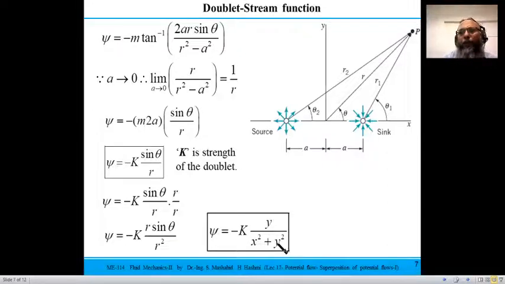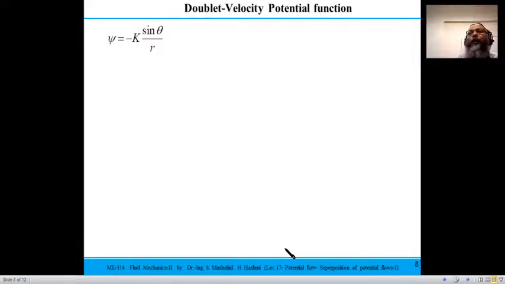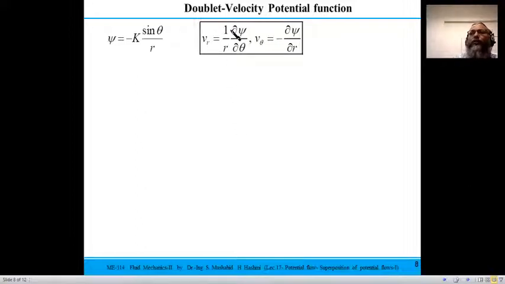So eventually we got the stream function for the doublet, which is the resulting pattern, and x, y are the position in the space. If you know that, you can easily work out the stream function at any point in the space. Similarly, as we have worked out the stream function, if you have a knowledge of stream functions, you can work out the radial component and tangential component.